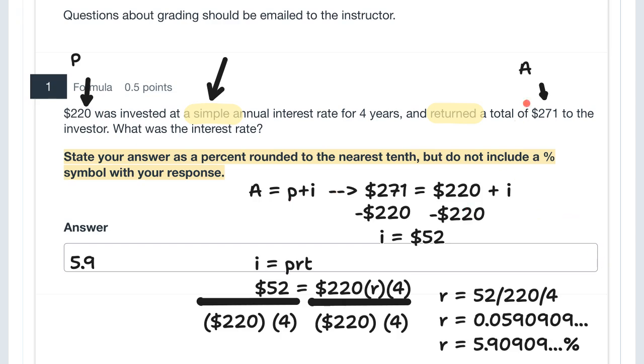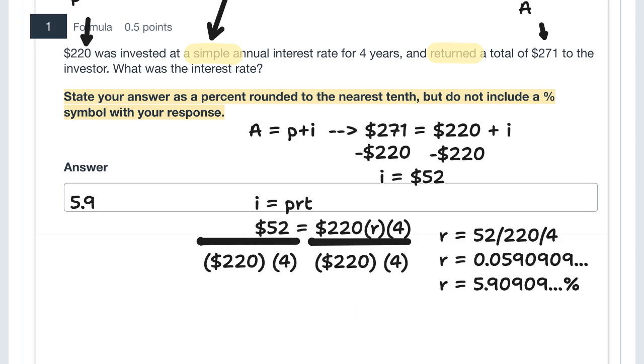That one's a little tricky because we have to know to first find the interest. I see a lot of students using the 271 as the interest. The interest is only $52. I think there'll be another one of these on the homework in a few minutes.